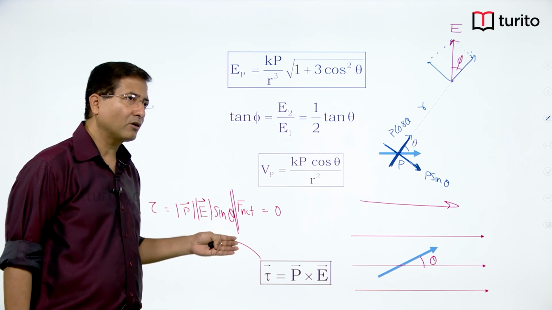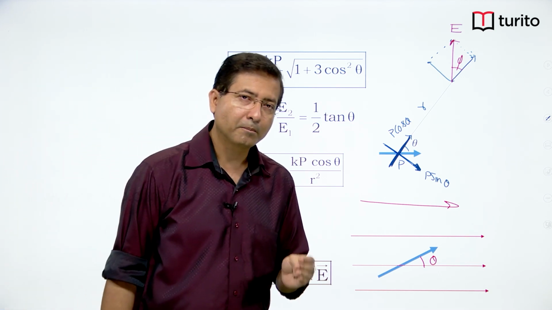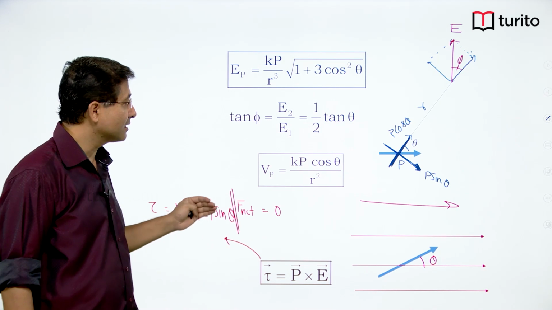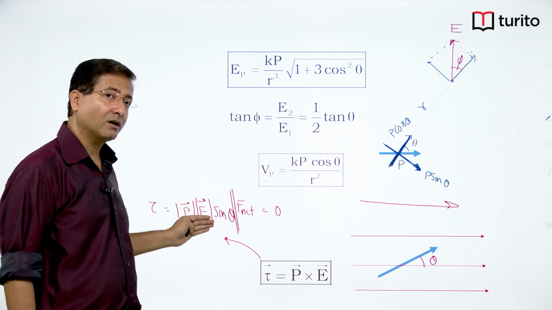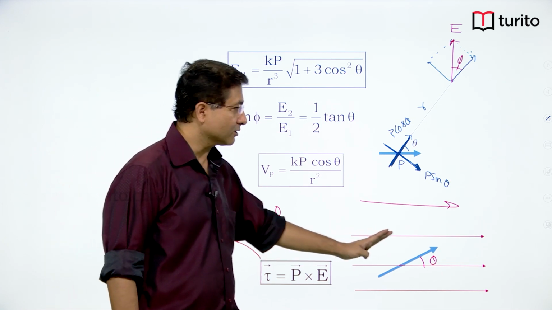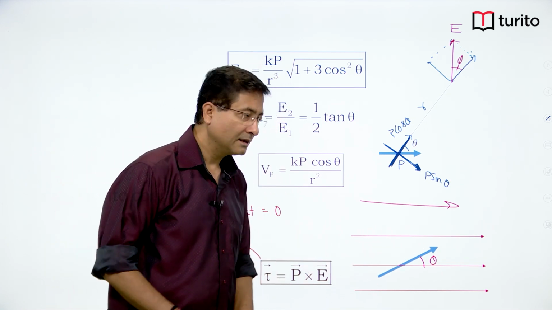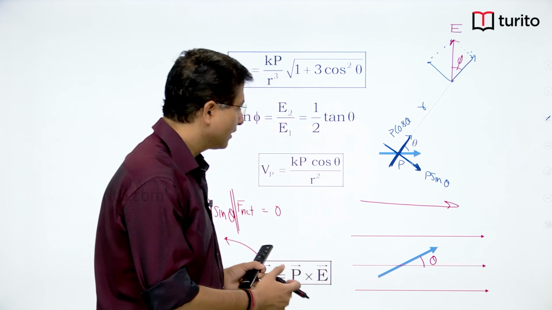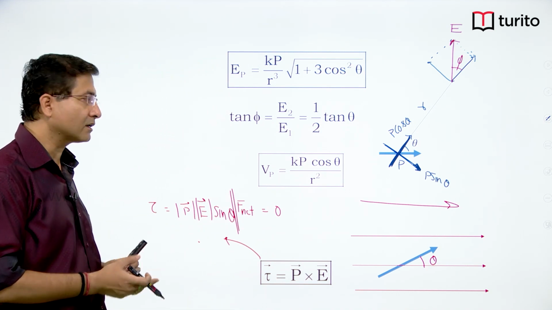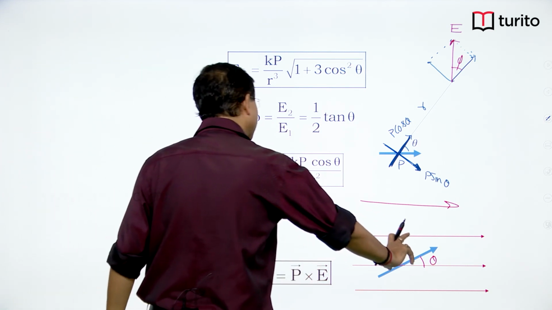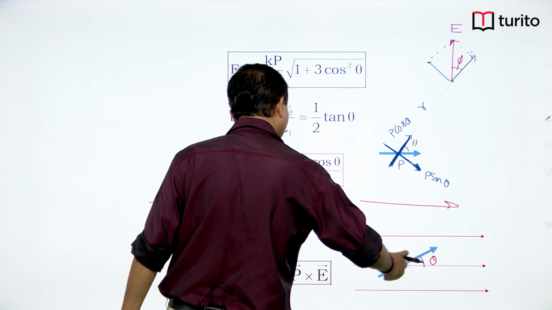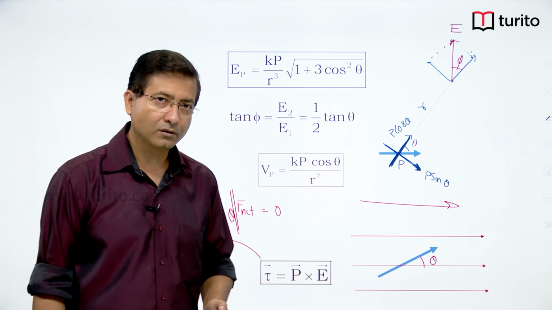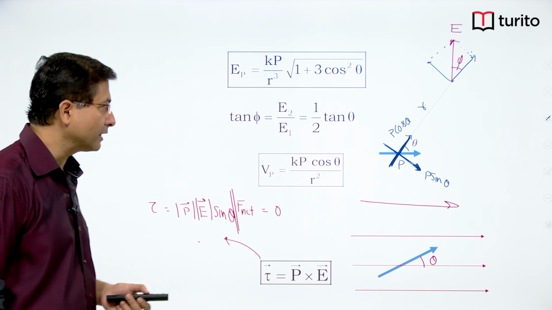So, the dipole may or may not experience torque, but it definitely won't experience net force. Net force won't be there, but torque may or may not be there depending on the orientation. If you just release it, then it will try to align itself along the direction of the field, because the field is trying to rotate it along itself. So, this is what we had in the last session. Now, let us see what we have today.